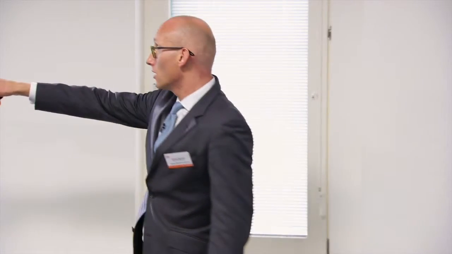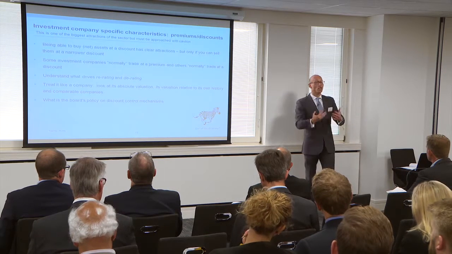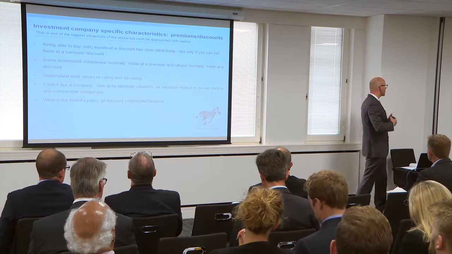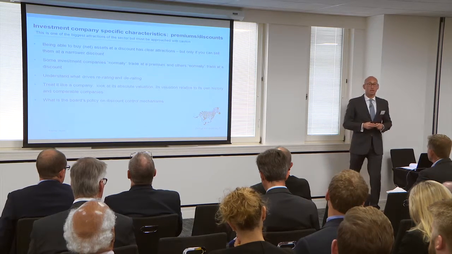Before I move on, as I mentioned earlier, an investment company's board has the ability to control the premium or discount to NAV. When a company is trading at a premium, it can issue shares, which has the effect of bringing the premium down. If an investment company is trading at a discount, it has the ability to buy back shares, which may, if done appropriately, have the effect of narrowing the discount. There are various other ways a board can manage the premium and discount as well, and it's very important for investment company investors to understand the board's policies and its ability to manage that premium or discount.